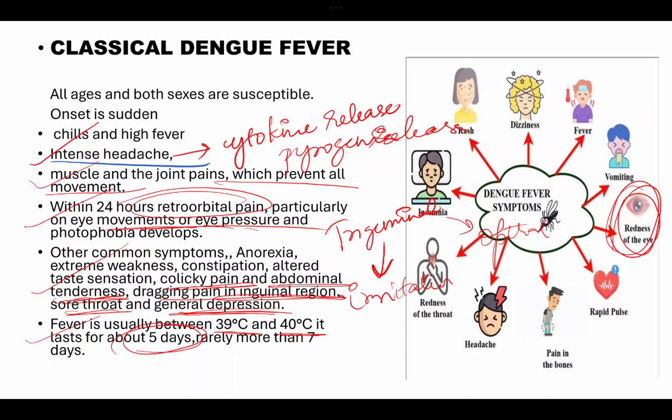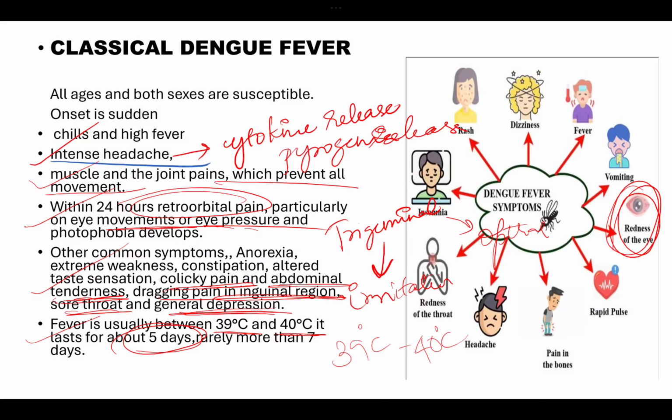It will last about 5 days, and it is rarely more than 7 days. Okay, fever is mostly up to 5 days. The temperature is 39 degrees Celsius to 40 degrees Celsius.